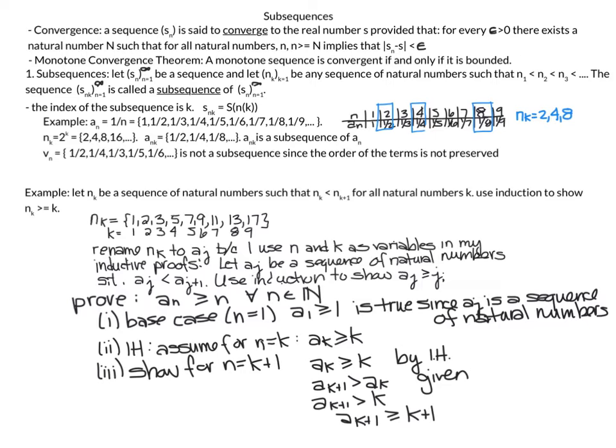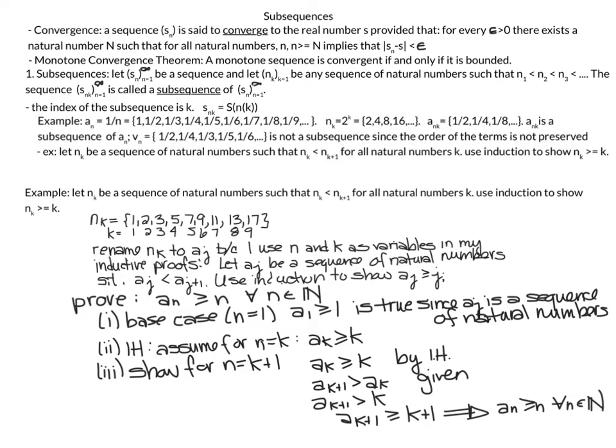And I'm going to start with my inductive hypothesis, which is ak is greater than or equal to k. And ak plus 1 is greater than ak. That's given because our sequence is increasing, which means that ak plus 1 is greater than k. And then that means that if I add 1 here, I can put that ak plus 1 is greater than or equal to k plus 1. And again, because we're talking about natural numbers k and natural numbers in the sequence. And that's the end of my proof.